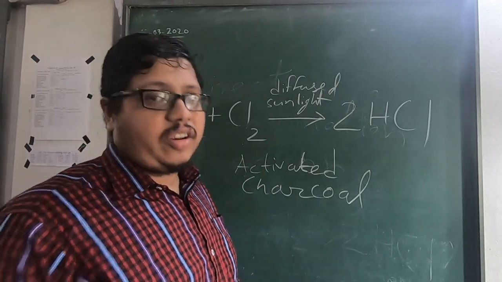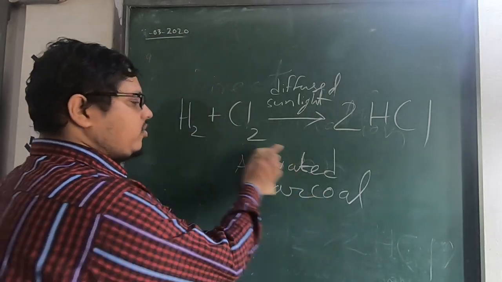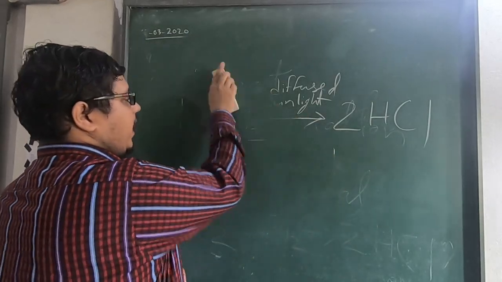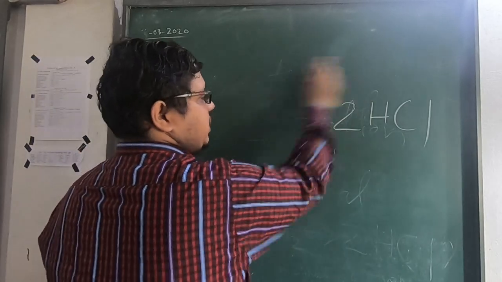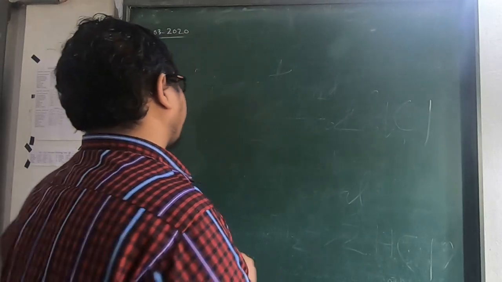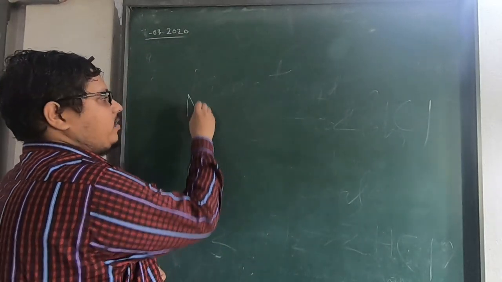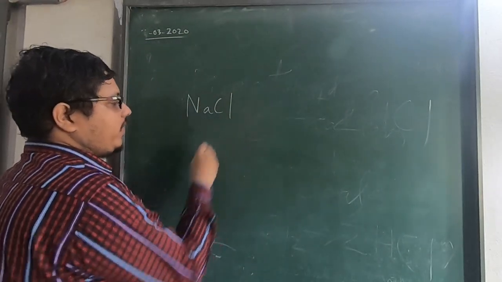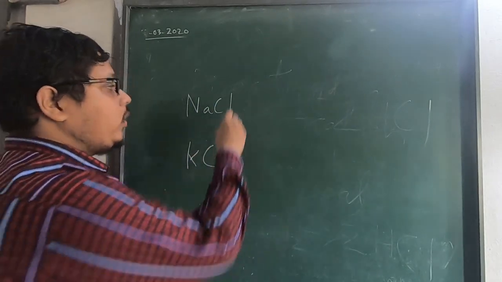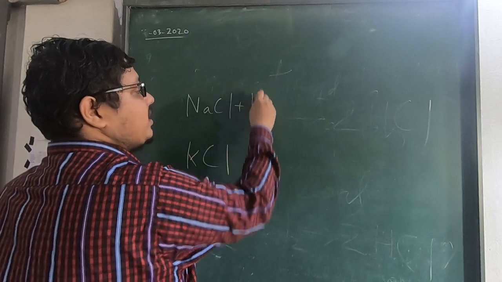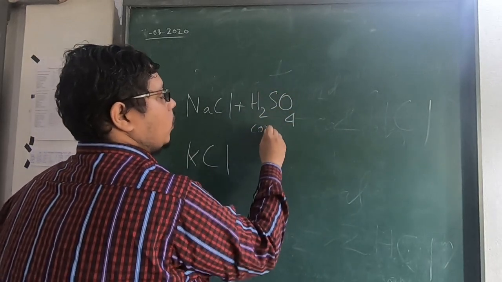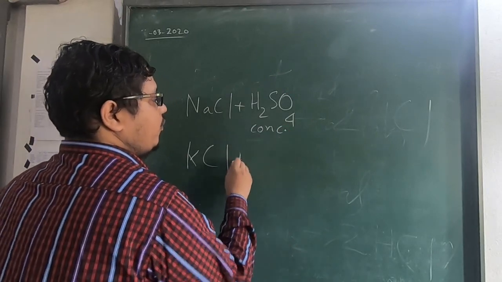Then comes the second general way, that is preparing HCl by heating a chloride, say NaCl. We can also take the example of KCl. A chloride with concentrated sulfuric acid. With what? With concentrated sulfuric acid.